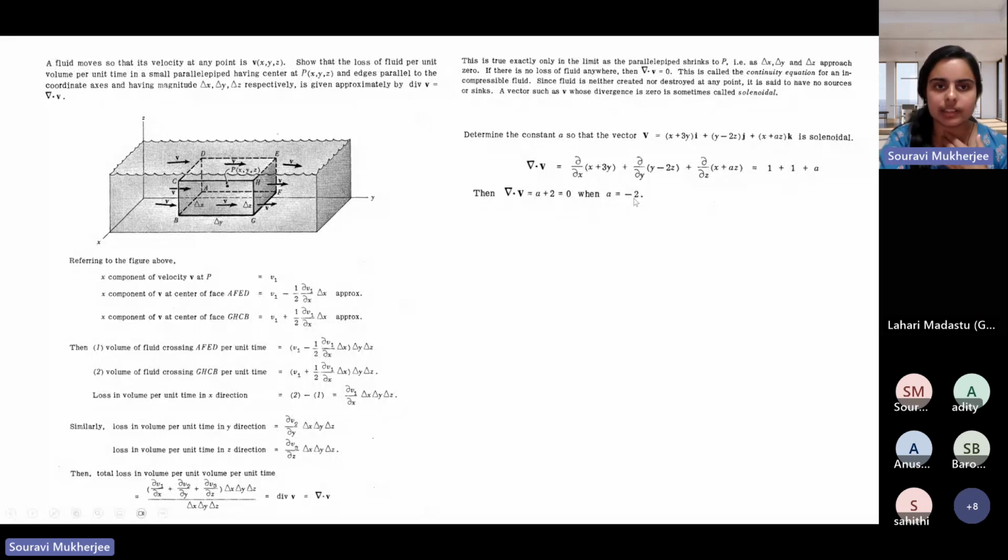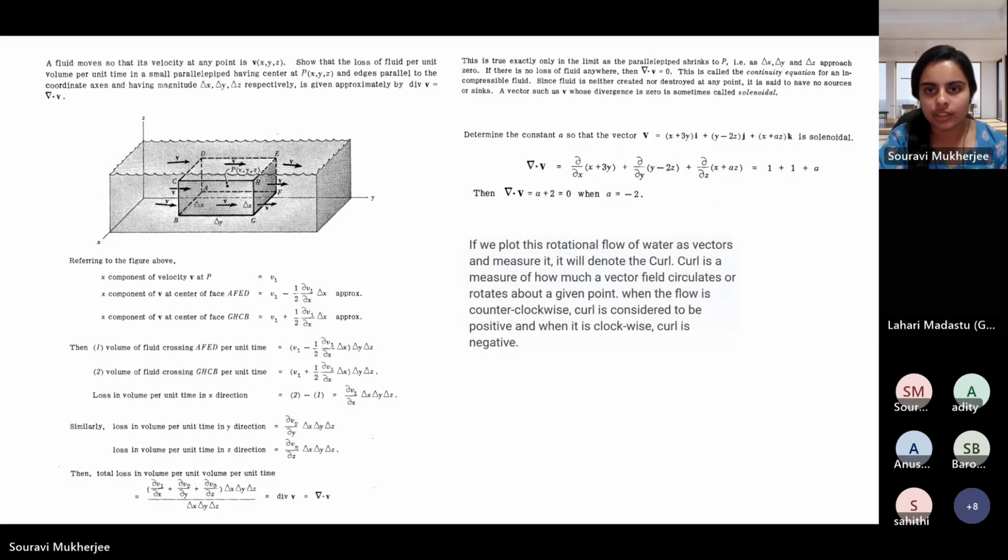So that means whenever you have to specify or characterize some vector field, you need minimum two things. One is the divergence of the field and another is the curl of the field. While in case of a scalar field, if you know the gradient, it's enough to describe the scalar field.